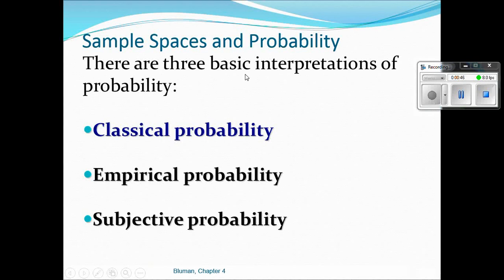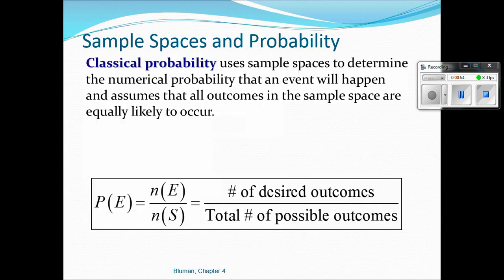So there, we're getting into the three basic interpretations of probability. There's classical, empirical, and subjective. We're going to look at classical first. That's what we're going to deal with most often. Classical probability uses sample spaces to determine the numerical probability that an event will happen.